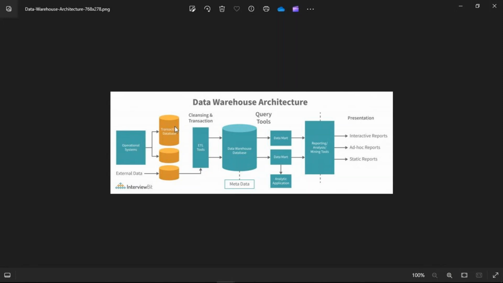Then we will have this transactional database. This is the staging layer. Here we will have data to test, data to transform, and then we'll use some ETL tools to carry out those transformations. We'll perform some transformations here, and then we'll move that data to the data warehouse after transforming.